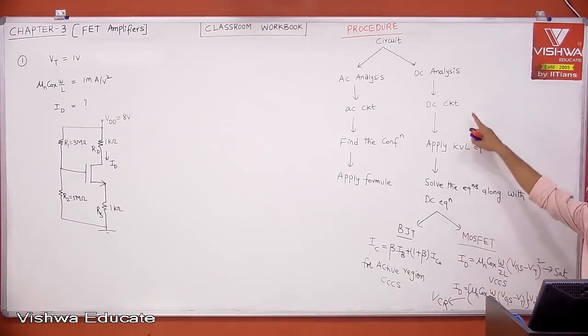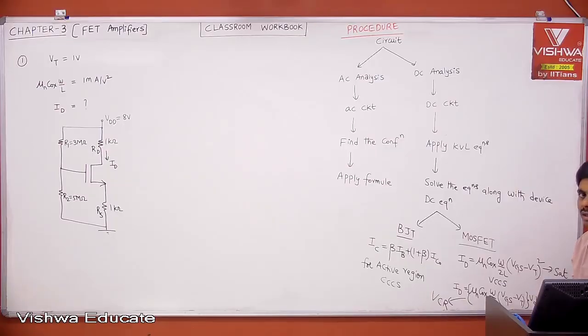But when I say DC circuit, the DC circuit can be anything related to DC quantities. Not only always the self-bias circuit. There are some other bias circuits that come under DC circuit, like the current mirror, whatever we had seen in the case of BJT, which we did not see in the case of DC analysis. But the current mirror also will come under DC circuit only.